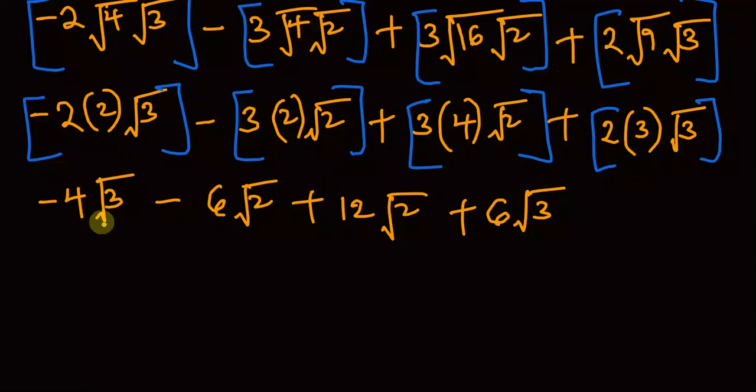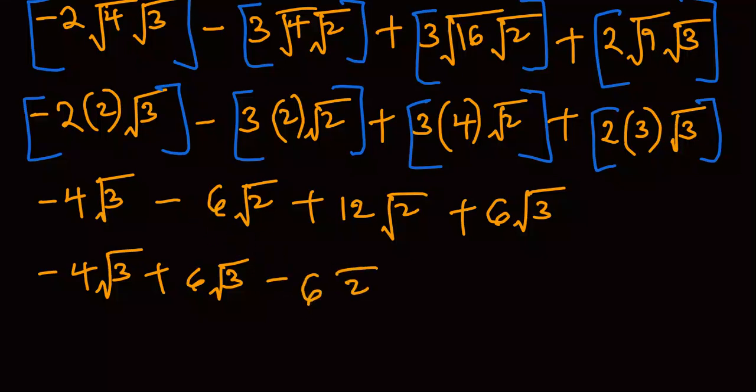Realize one thing here. We have radicals which have the same root. Let me rearrange them together. Negative 4 root of 3 and plus 6 root 3. That is the first part. Then the second part we have minus 6 root of 2, then plus 12 root 2. That way.